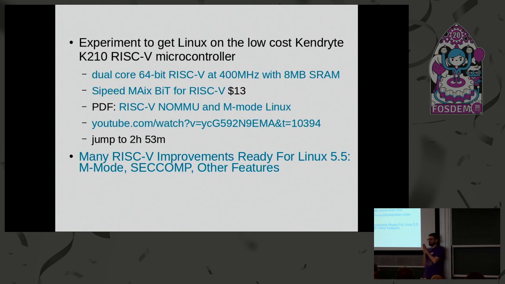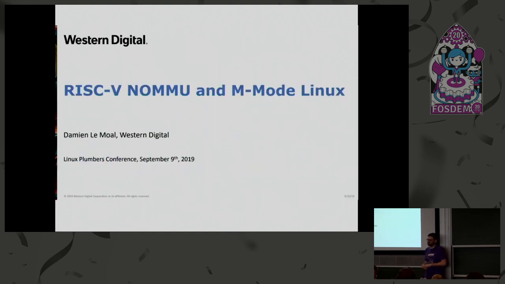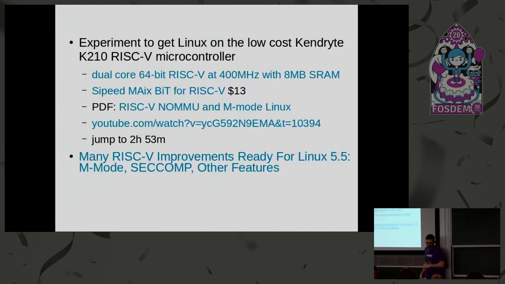Now, can you run Linux on it? There's a person at Western Digital, Damien, who's been hacking away at it, and there's a couple of Linux kernel hackers that have been working on it with somewhat limited success. Damien gave a talk back at Linux Plumbers in September about trying to run it. One of the issues with this Kendrite chip is that it technically has an MMU, but it's not the right type of MMU.